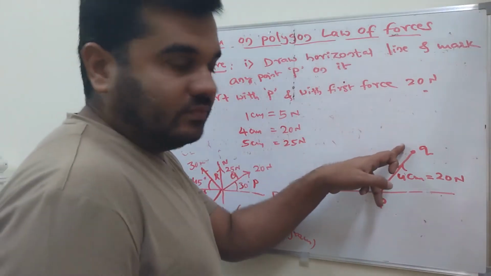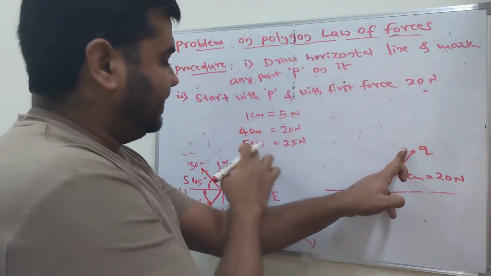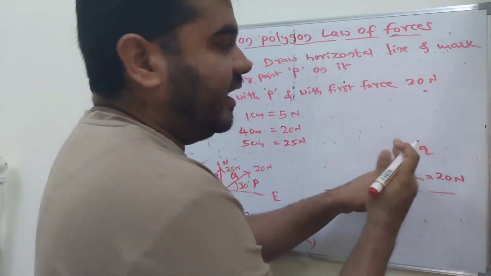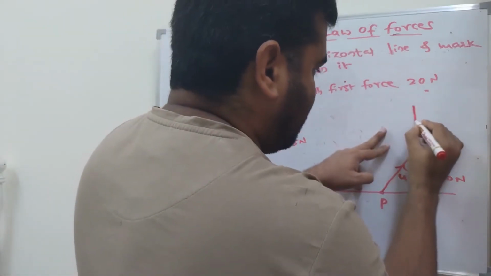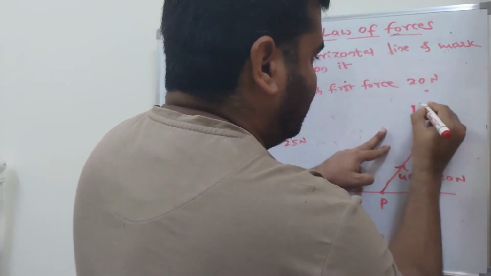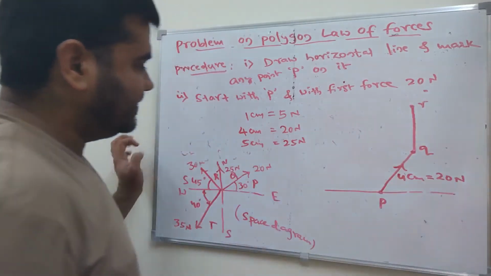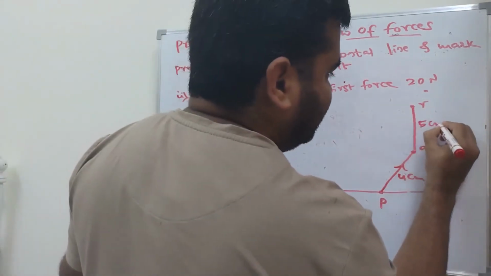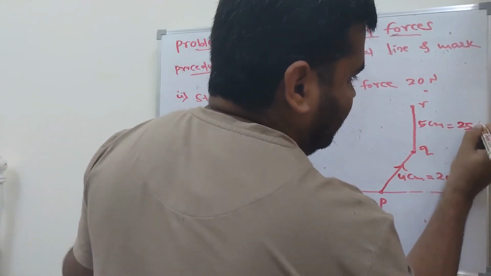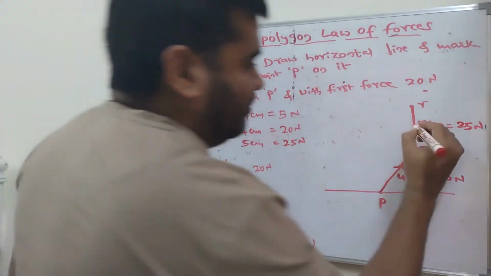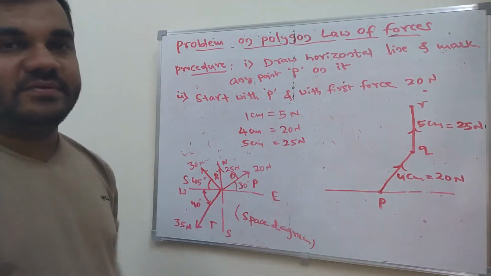Now start with point Q. What is the scale here? That is 5 centimeters. And what is the direction? It is exactly vertical. This is Q and R, because the force is QR. And this will be how many centimeters? It is 5 centimeters. How many newtons here? That is 25 Newton. Okay, so the arrow mark, you should go the same like this, in order. This is the second force.